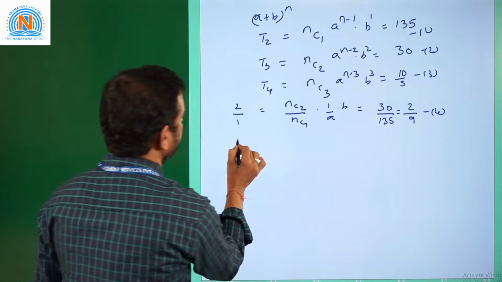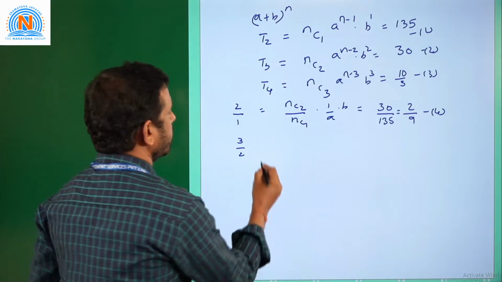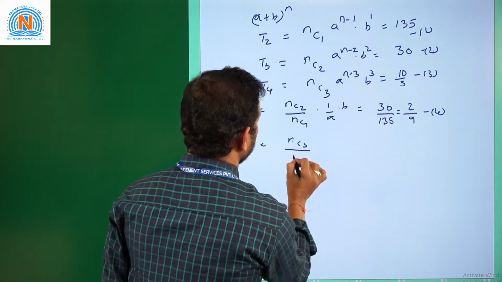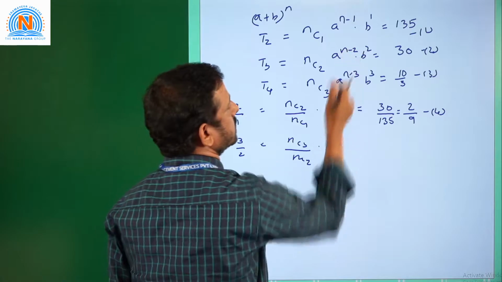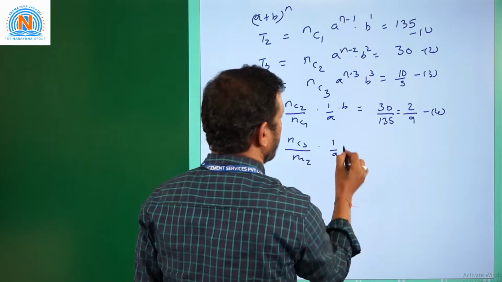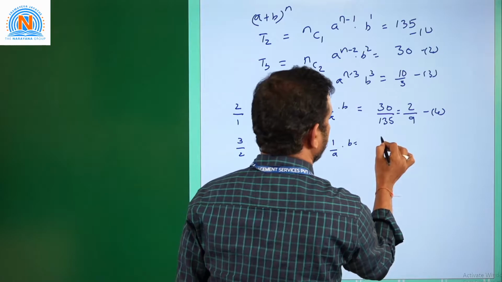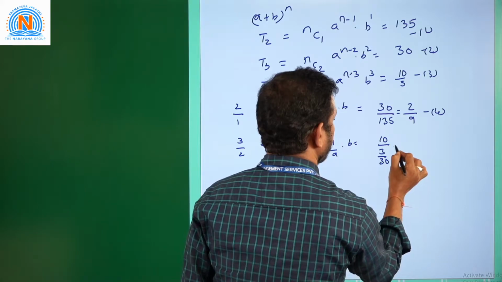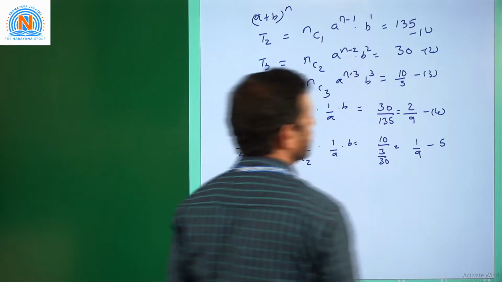Similarly, if I divide 3 with 2, I am taking equation 3 by equation 2, what we get is nC3 by nC2 into a power n minus 3 by a power n minus 2, again the value is 1 by a, and b cube by b square, which is b. This value is equal to 10 by 3 by 30, so we get this value as 1 by 9. Let us take this as equation 5.